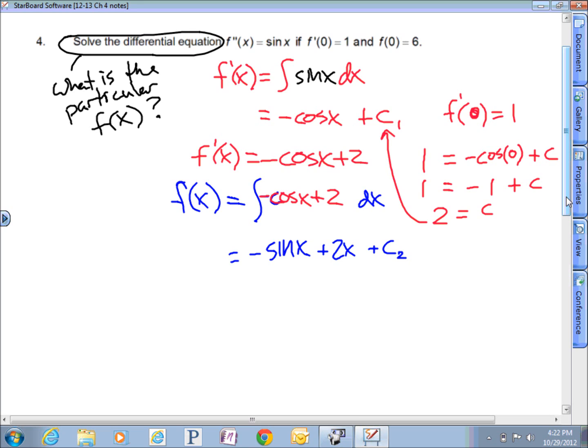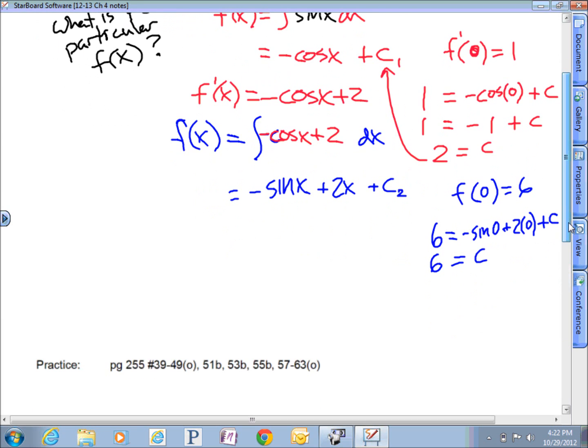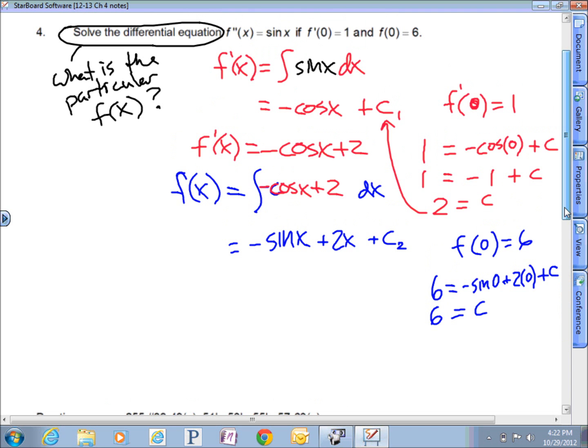Well, now, according to the blue information, if f of 0 is equal to 6, then I'm going to put 6 in the place of f of x. I'm going to put 0 in the place of all the x's, and I'm going to solve for my blue c. Well, if I do that, sine of 0 is 0, 2 times 0 is 0, so this c is going to end up being 6. So what is my function in this problem? My f of x is equal to the opposite of sine of x plus 2x plus 6.